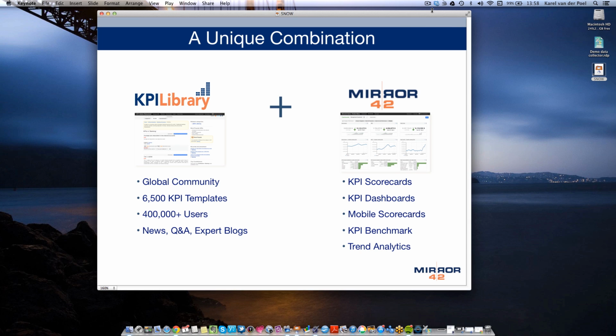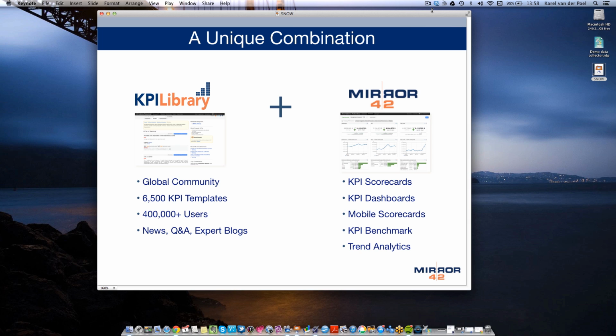But first, let's start explaining the words KPI library and Mirror42. Mirror42 is the company that provides KPI scorecards and dashboards applications in the cloud. Once you have your key performance indicators defined and measured, you can also access them through mobile and analyze their trends. The KPI library is a global community that was set up by Mirror42 in 2007.